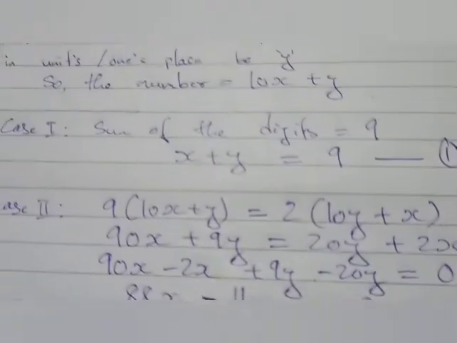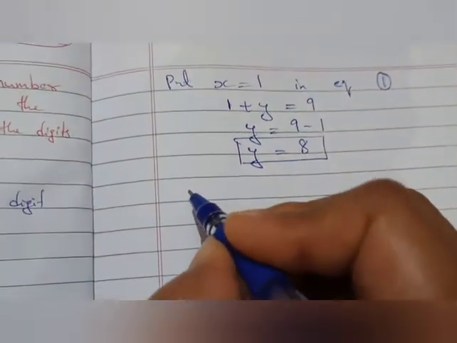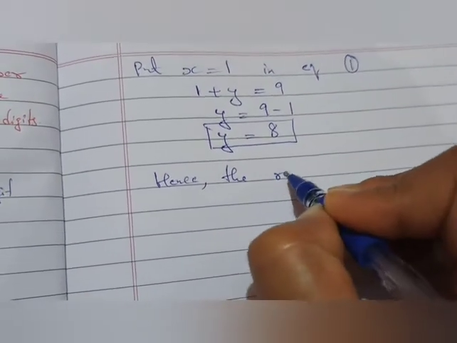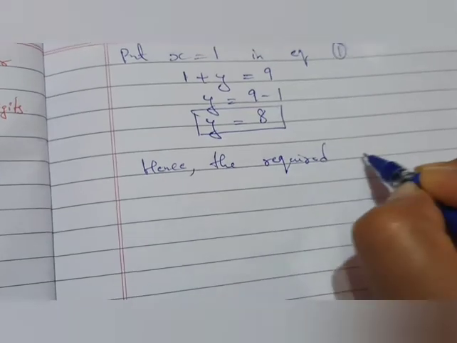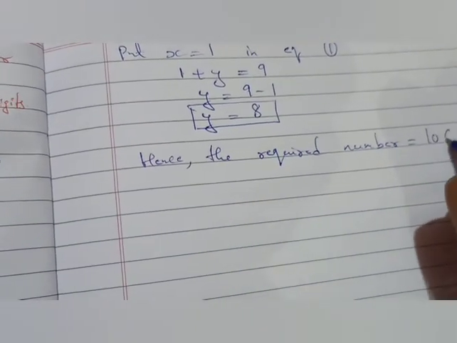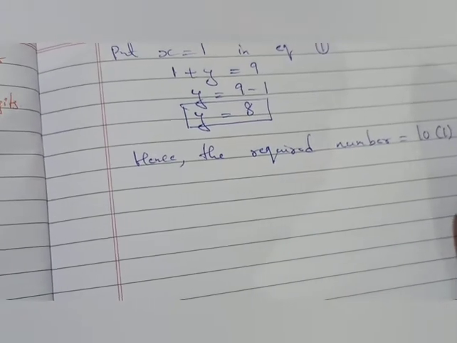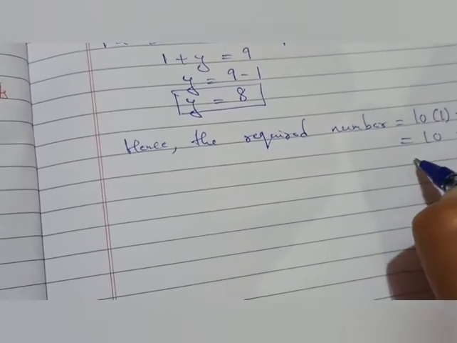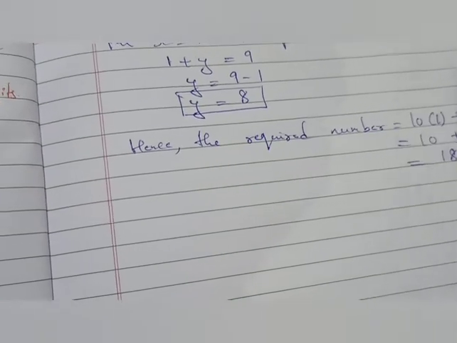Now our number was 10x plus y. So we'll conclude our answer. Hence, the required number equals 10 times x, which is 1, plus y, which is 8. 10 ones are 10, plus 8. So 10 plus 8 will be 18.